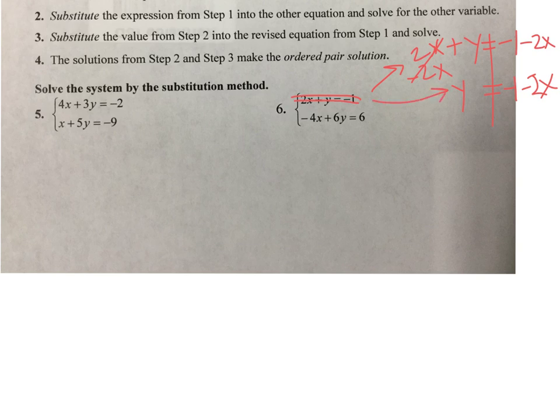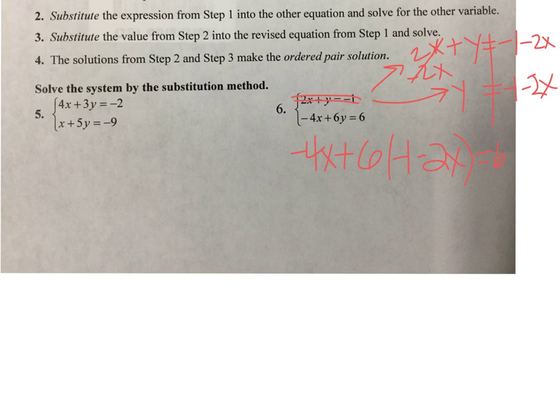All right, so once that one's isolated, then I'm going to go ahead and plug in what y is equal to into my other equation that's not set up in that format. So I have negative 4x here plus 6y. Well, I know what y is. Y is negative 1 minus 2x. Okay, and then I still have equals 6 in that equation.